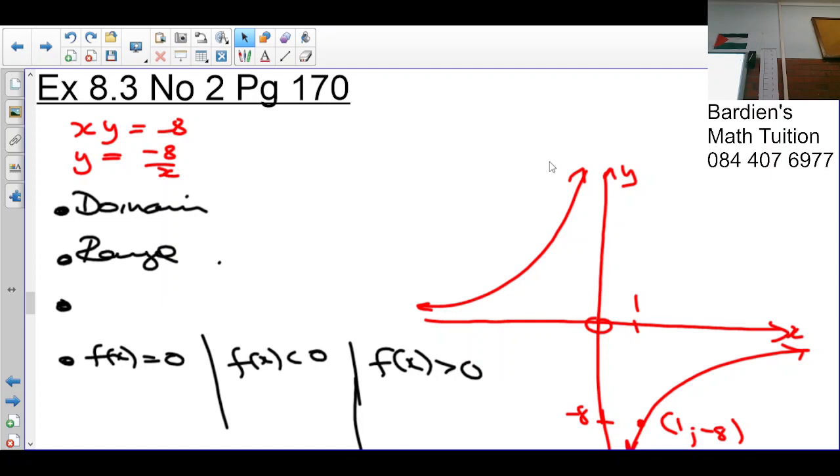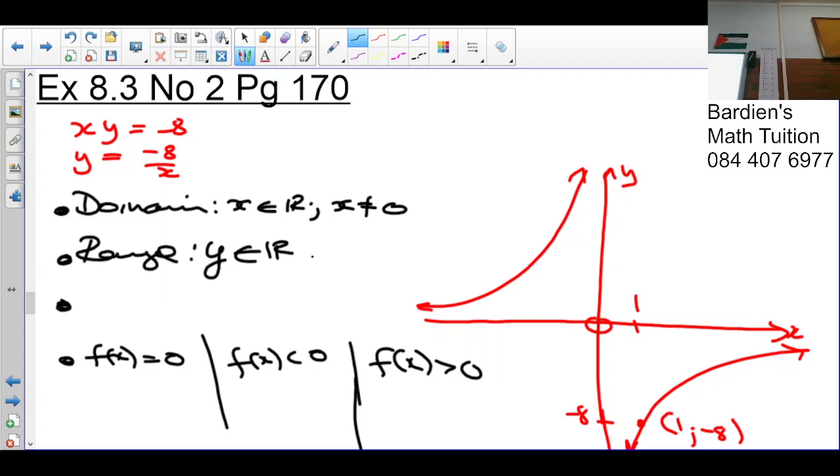Okay, so what's the domain of this graph? x is an element of all real numbers, x is not equal to 0, going from negative infinity to positive infinity. Your range goes to negative y and positive y. So y is an element of all real numbers, y is not equal to 0. Increasing or decreasing? The graph is increasing. It's an increasing function. Where's f of x equal to 0? No solution.